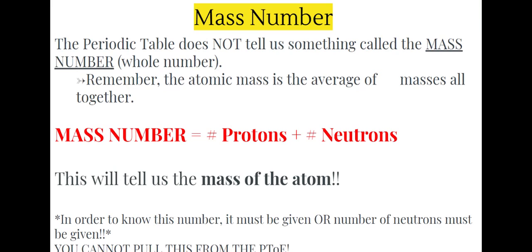The mass number equals the number of protons, or the atomic number, plus the number of neutrons. Adding these two together tells us the actual mass of an individual atom of an element. In order to know the mass number, it is either given to you or you must have the number of neutrons. You cannot find the mass number on the periodic table.